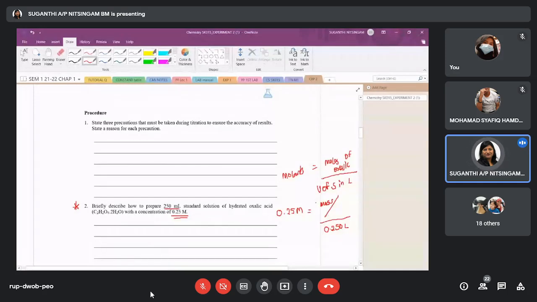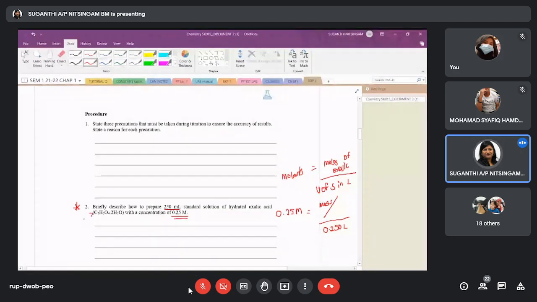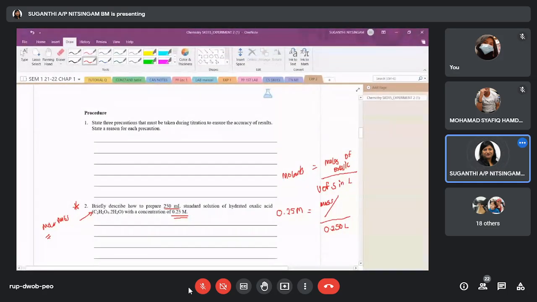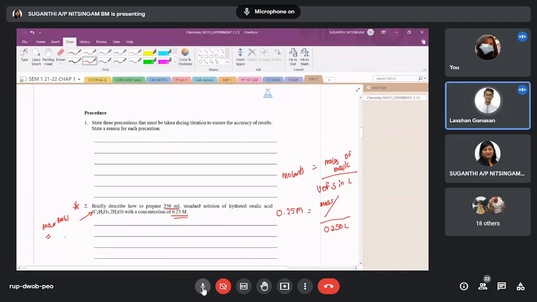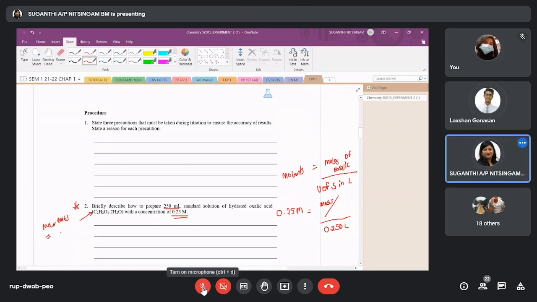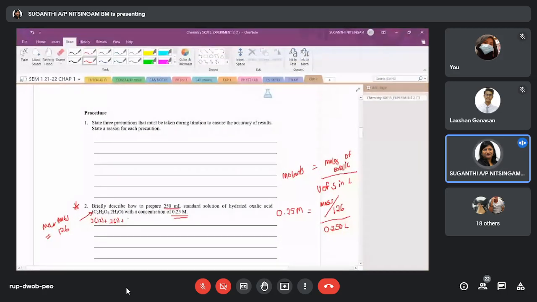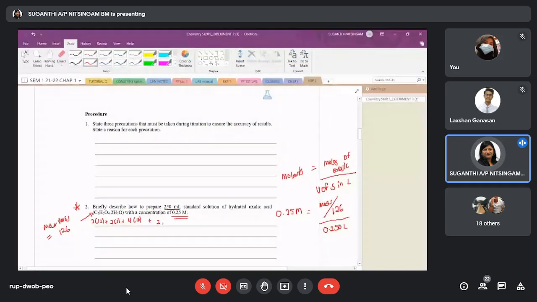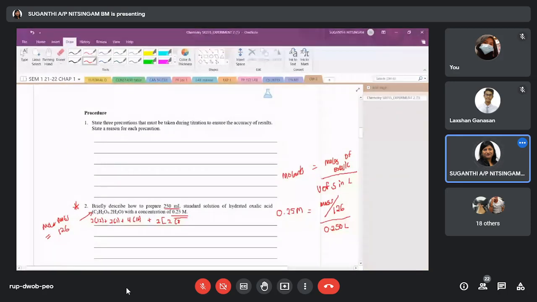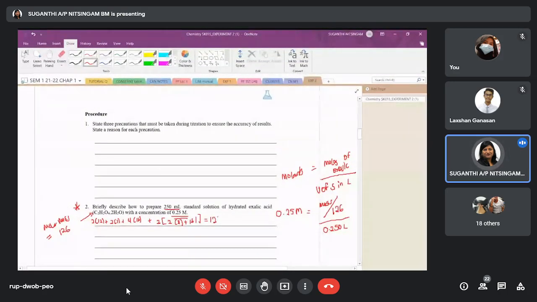So get the molar mass for oxalic acid. The oxalic acid formula is given. What is the molar mass? Anyone calculated? The molar mass is 126. You will get the molar mass of 126. You must be good at calculating: 2 times 12 plus 2 times 1 plus 4 times 16 plus 2 times 2 plus 1 plus 16. You are supposed to get 126.